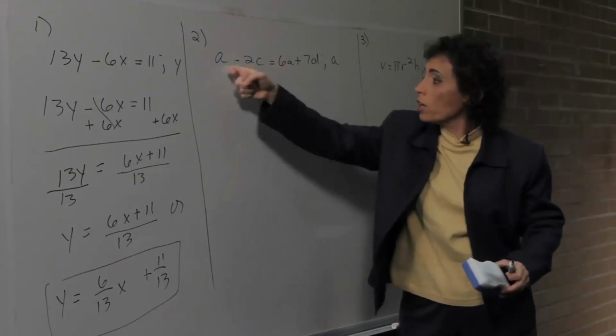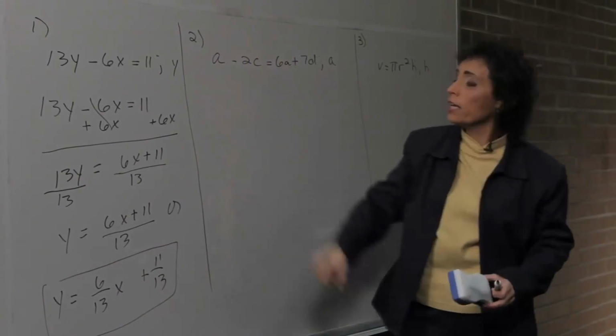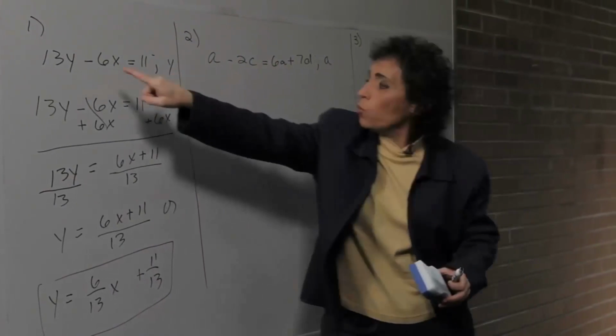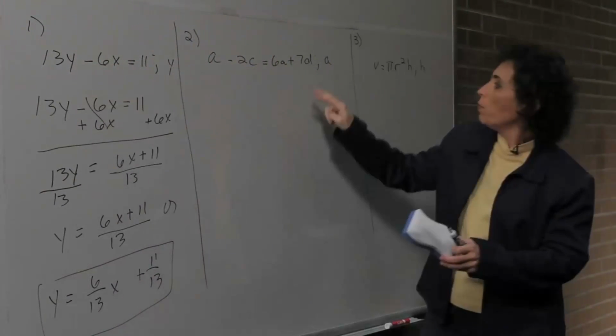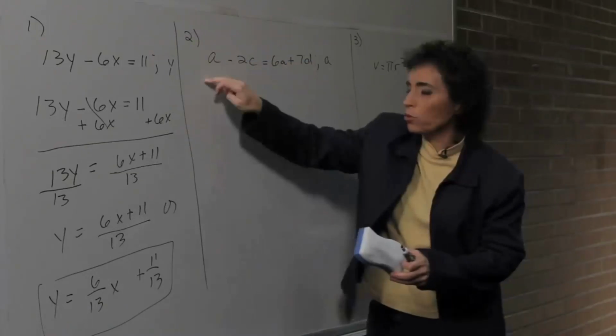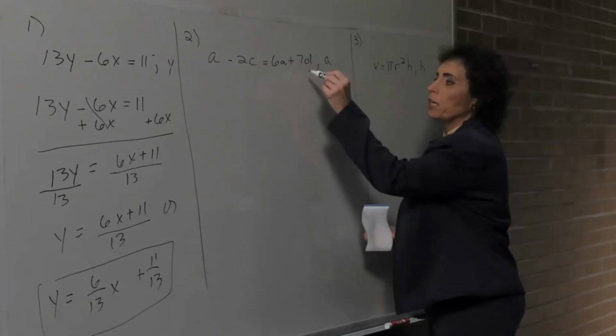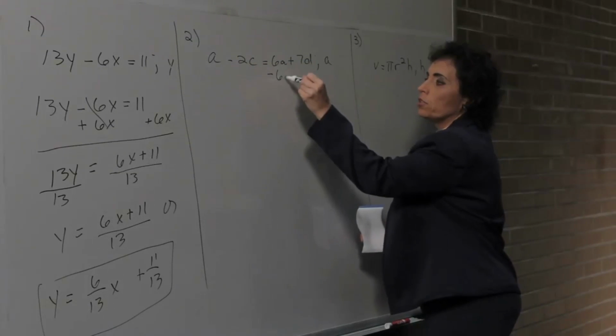Because we have variables. We're solving for a, and a is on both sides. Here we're solving for y. Y is on one side. I left it alone. Y isn't on this side. I left y there. But here we're solving for a. A is on both sides. Okay, here's the deal. I'm going to subtract 6a.